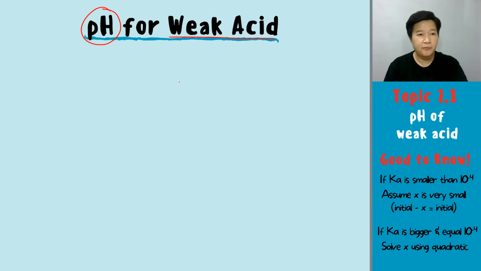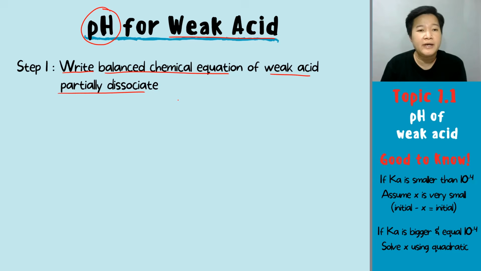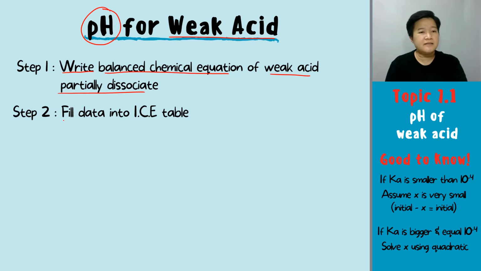Very simple. To calculate the pH of the weak acid, first and foremost, you must be able to write the balanced chemical equation for your weak acid partially dissociating. You need to know what products your weak acid will break into. And make sure you balance them. The second step, we will then need an ICE table. I'll show you the ICE table. If you remember, the concentration initial, your concentration change and also the concentration at equilibrium.